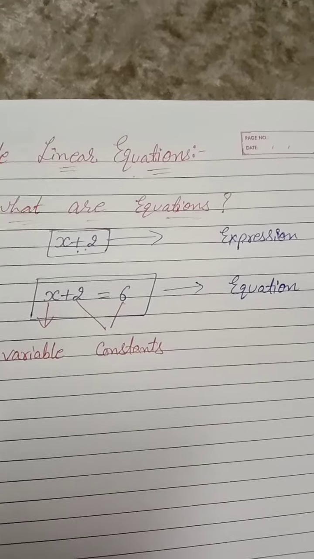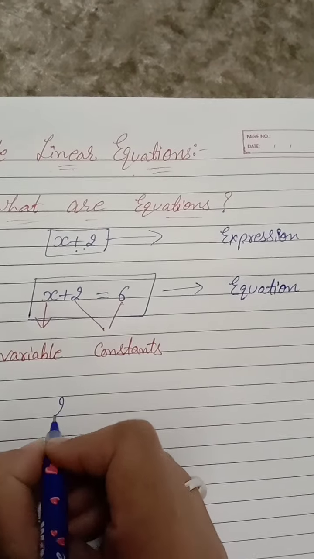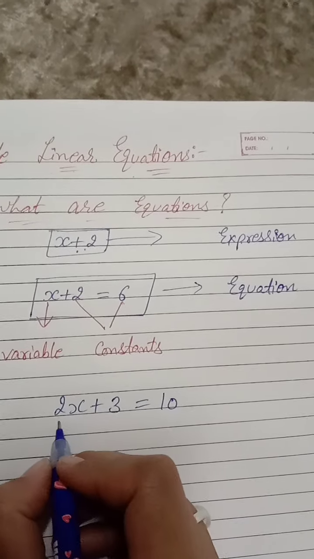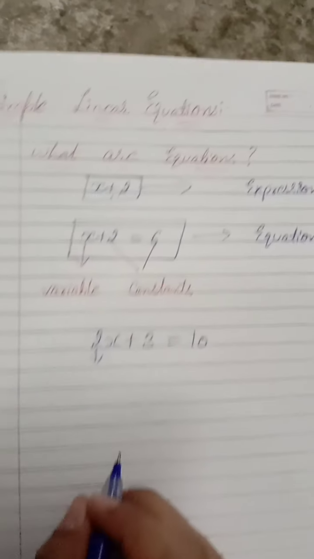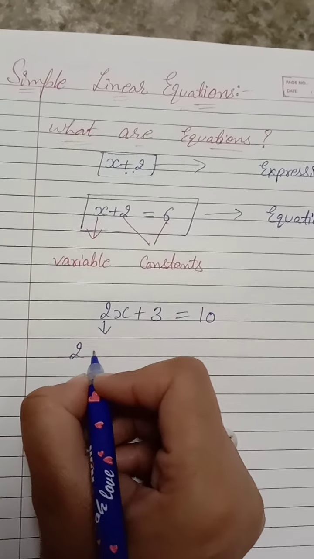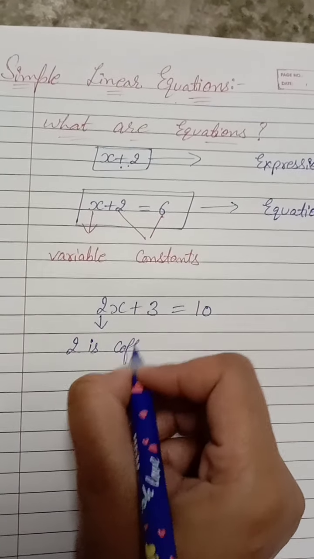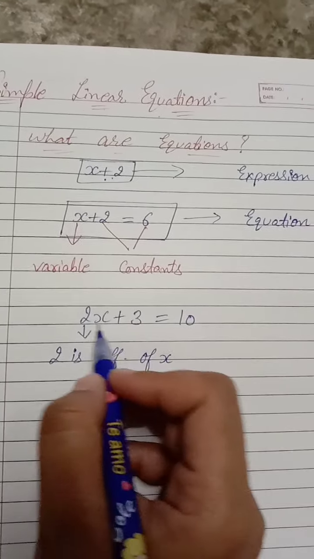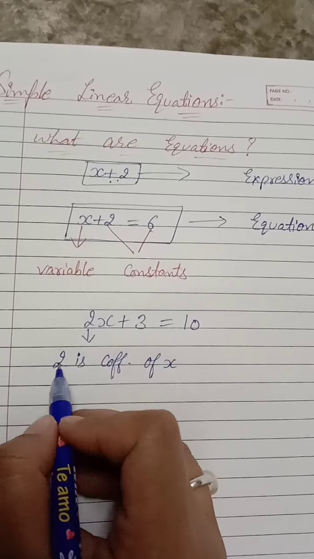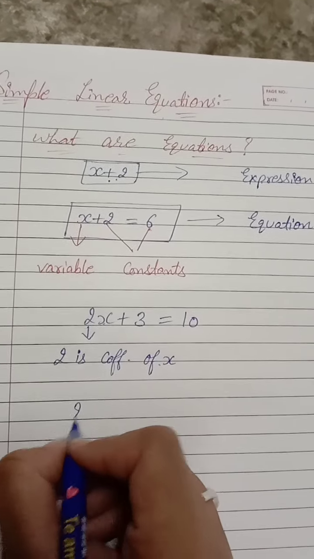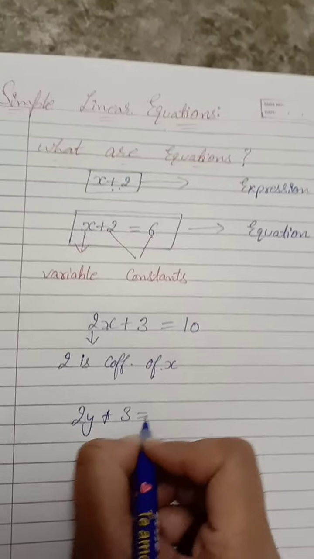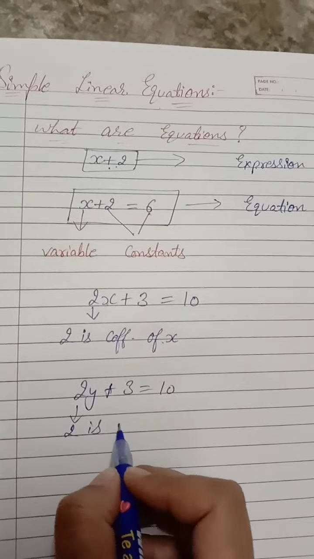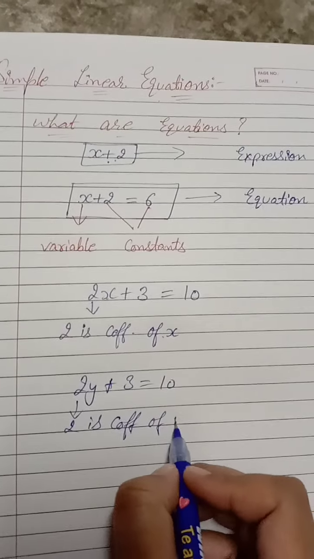Now if I take an equation 2x plus 3 equals to 10, here we will say 2 is the coefficient of x. Here in this equation the variable is x, so we say 2 is the coefficient of x. If we have variable y, then we will say 2 is the coefficient of y.